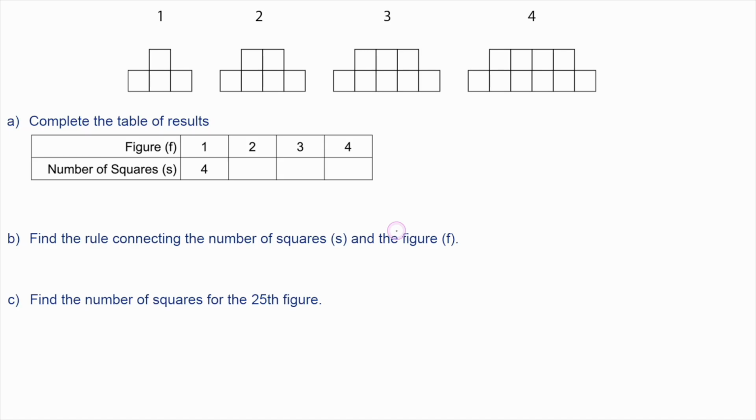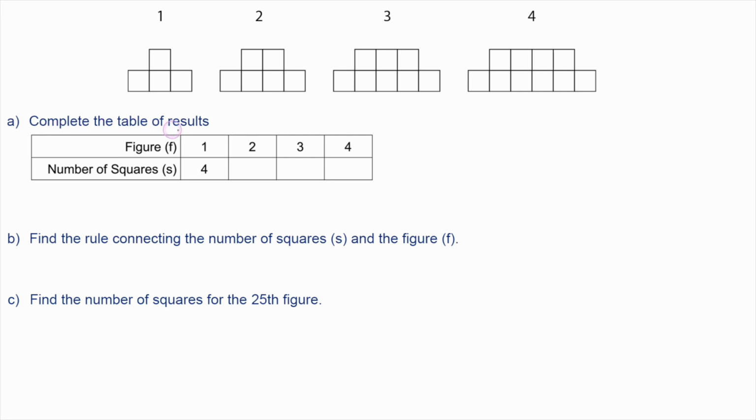For this question, we're given a series of diagrams or figures. So figure 1, 2, 3, and 4. We're then asked to complete this table of results. We have to find a rule connecting the number of squares S and the figure F. And then we need to find the number of squares for the 25th figure. So let's have a look at how we complete this.